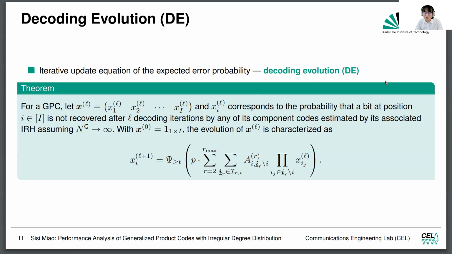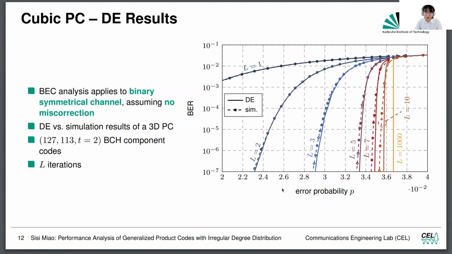Then we denote this as decoding evolution, to be different from density evolution. And then we want to look at how accurately we can predict. We can look at the 3D product codes, which we showed as an example, but there we used a very small one. Here we use a more realistic number. So this BCH code, we want to use it for the binary symmetric channel, which is more used in practical cases. And if we assume no miscorrection, then our analysis on the binary erasure channel can be perfectly applied.